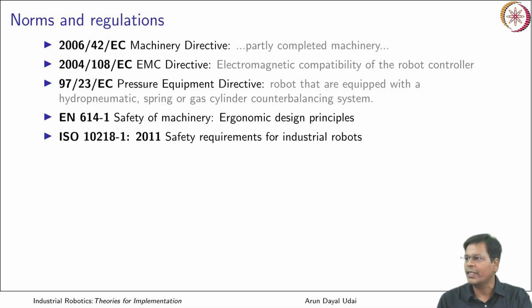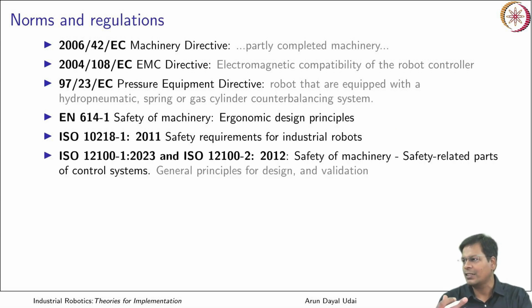ISO 10218-1 2011, safety requirements of industrial robots. That is what is to be followed by all these guidelines that are put forward to you now, that is put on the poster, followed by the manufacturer, by the maintenance engineer, by the manufacturer of the robot, everyone else who is using this robot.